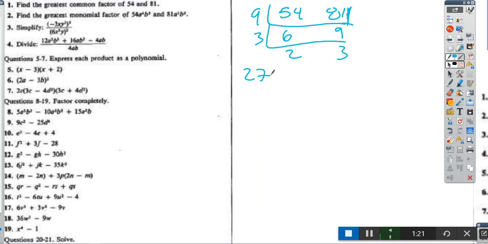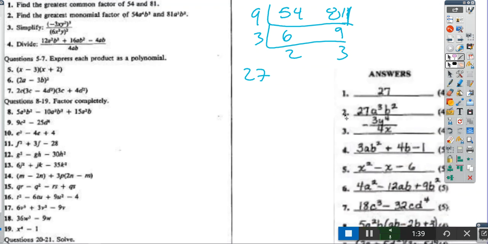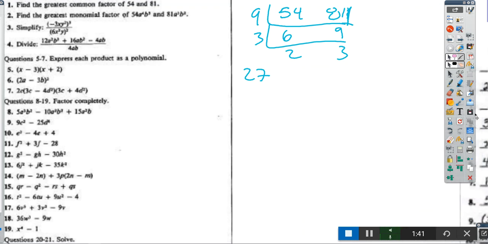And I can't help but notice that 2 times 27 is 54. 3 times 27, yeah, it's 81. So there we go. I'm going to slide these over and make sure I'm not giving you bad advice.